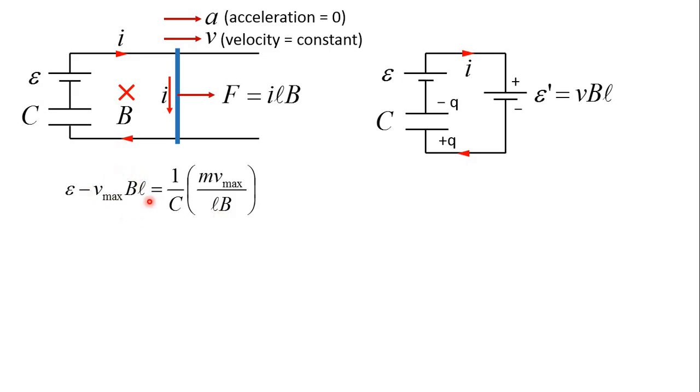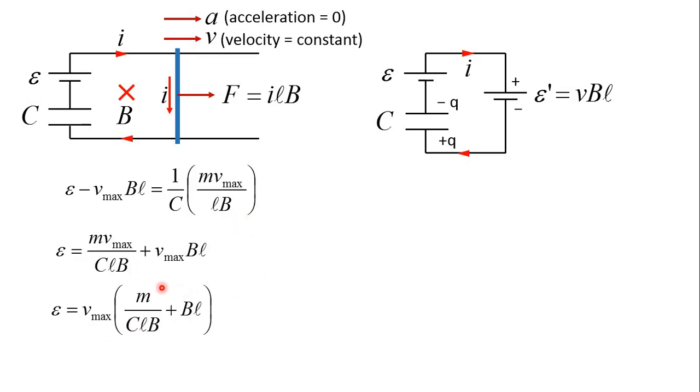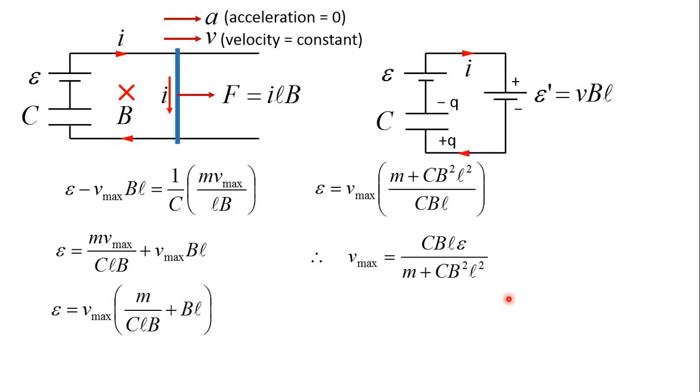This term contains V max, and here also V max. So send it to the right side and take V max common. We get this in the bracket. Now we simplify this, we get this, and finally here is the answer. So this is the answer to the question.